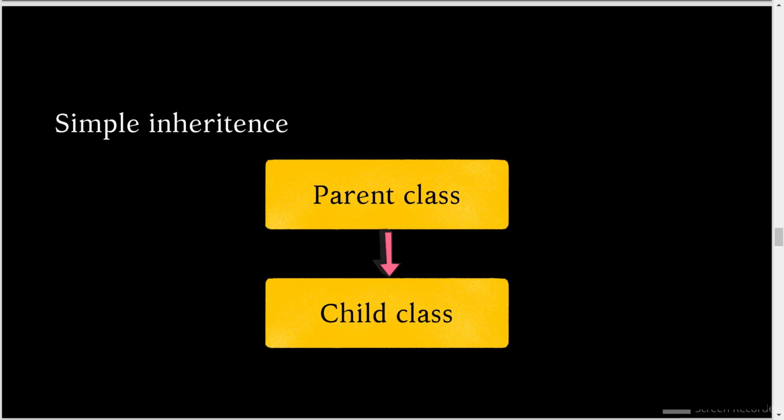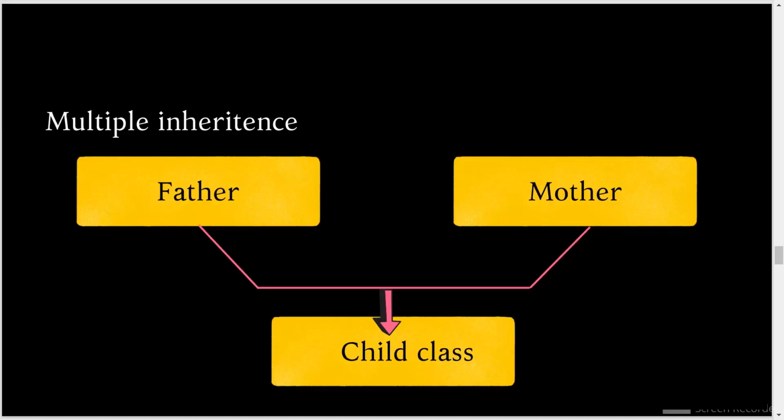Types of inheritance: simple inheritance, multiple inheritance, multi-level inheritance, hierarchical inheritance, hybrid inheritance. Simple inheritance: what we saw before is simple inheritance, having one parent class and one child class. Multiple inheritance: a child class that inherits more than one parent class is known as multiple inheritance.